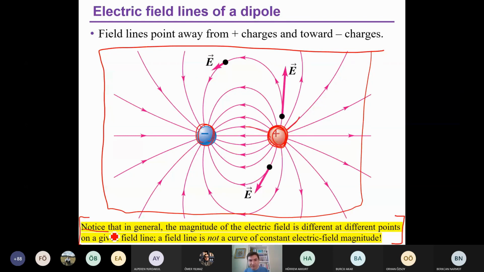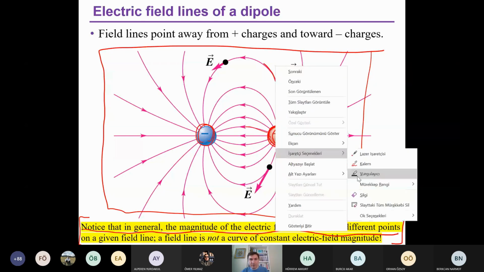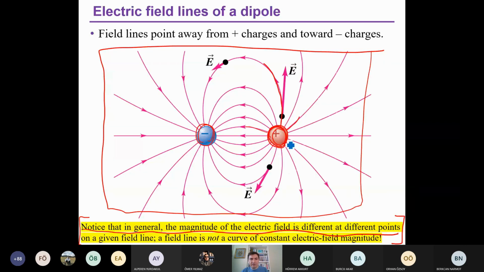So just consider this field line here. Let me use another color, this blue color. This is the electric field line, and I would like to calculate the electric field at this point, and at this point, and at this point. Here, the electric field direction is tangent to the field line.